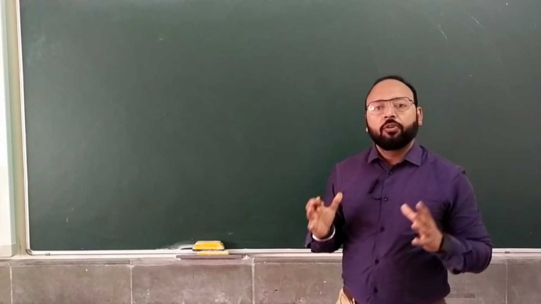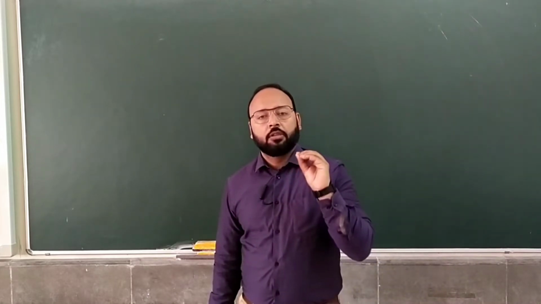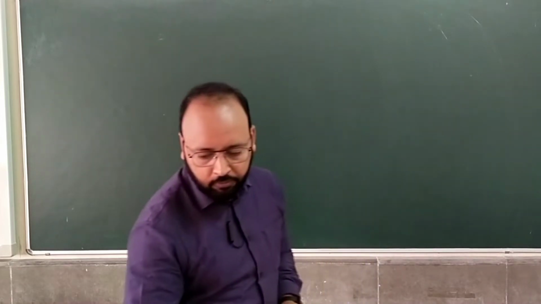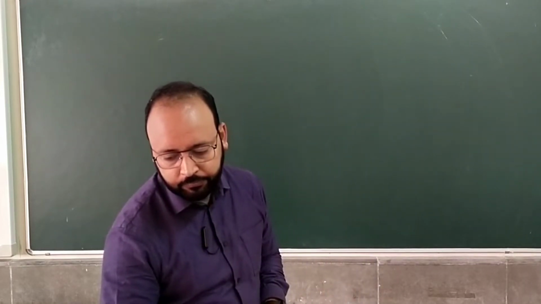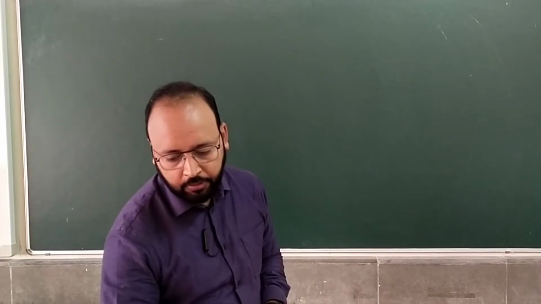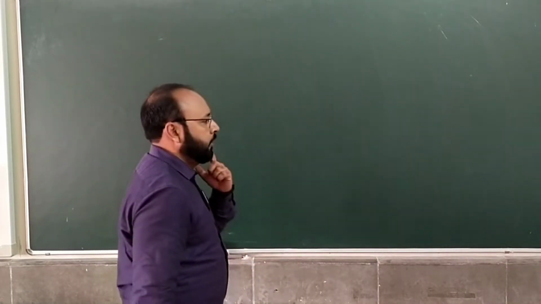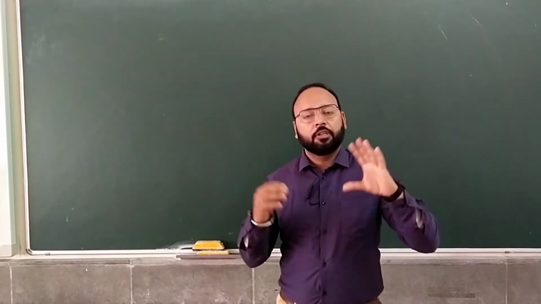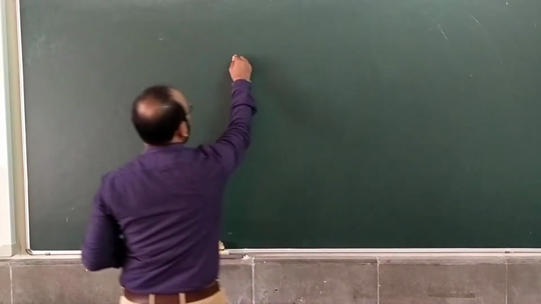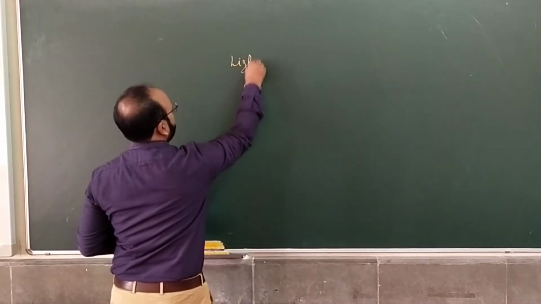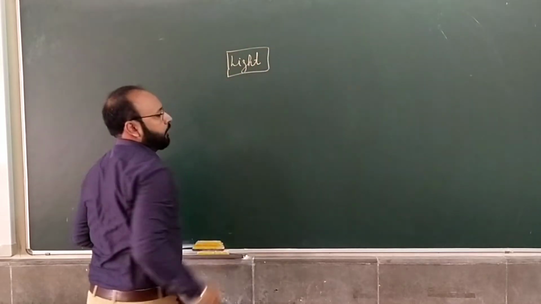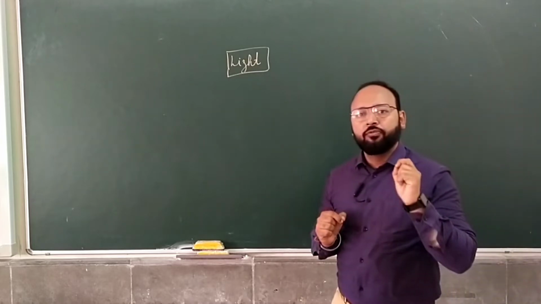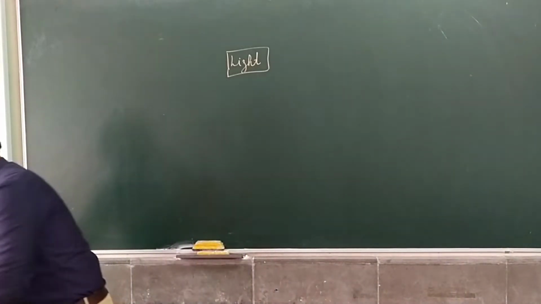So today we are going to discuss the mind map of the light chapter. In chapter number 16, Light, we have already discussed the different terms. I am starting with the beginning of the chapter: what is light? We have done that light is a form of energy which produces in us the sensation of vision.